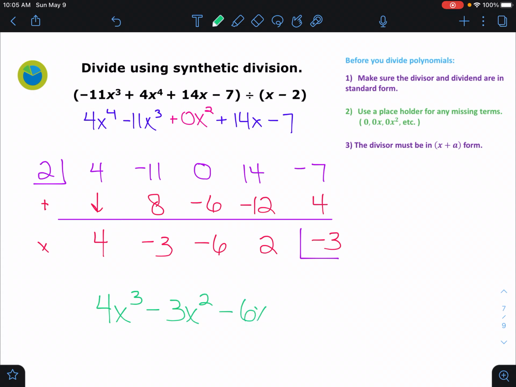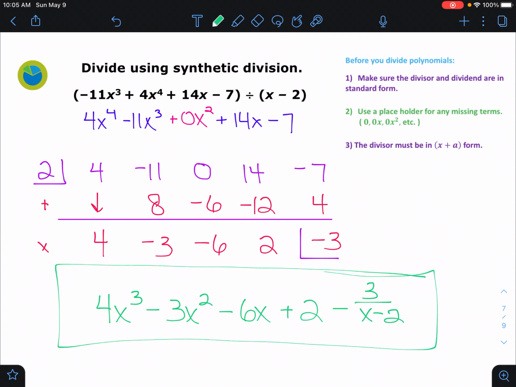minus 6x plus 2. And then my remainder is negative 3, so I'm going to write minus 3 over my divisor, which is x minus 2. There we go. And this is my answer. Now, sometimes when you put in missing terms, you might have more than one 0 there. Make sure all terms are represented. If anything's missing, use that placeholder.